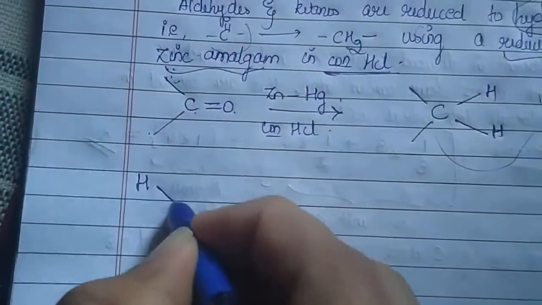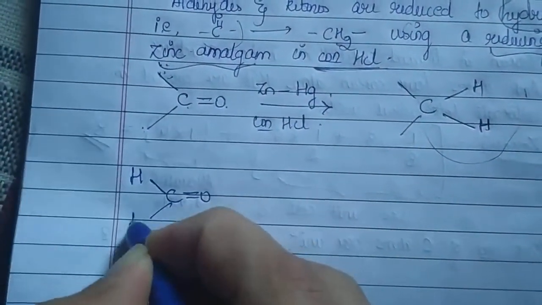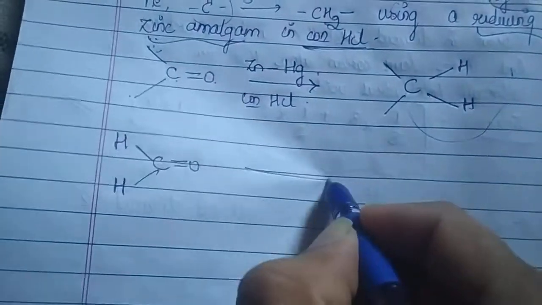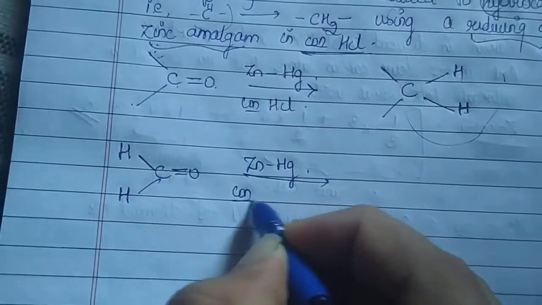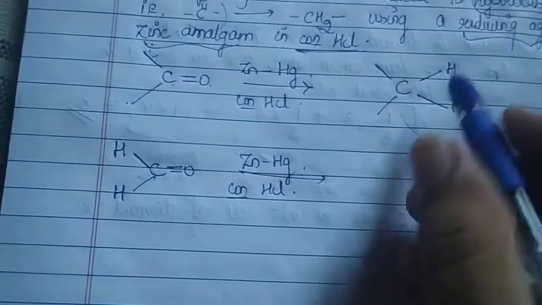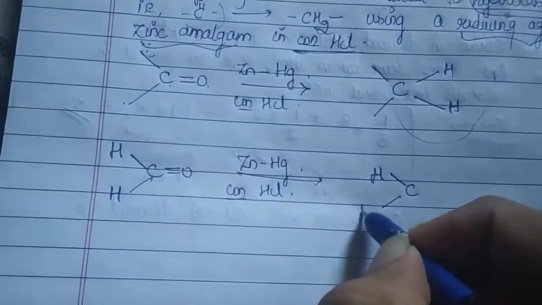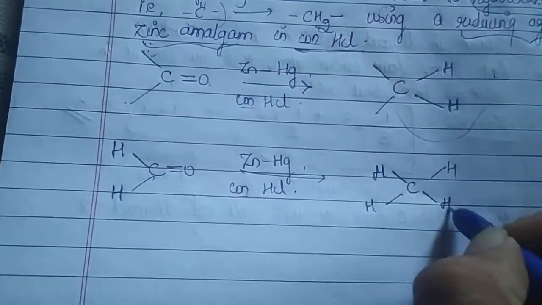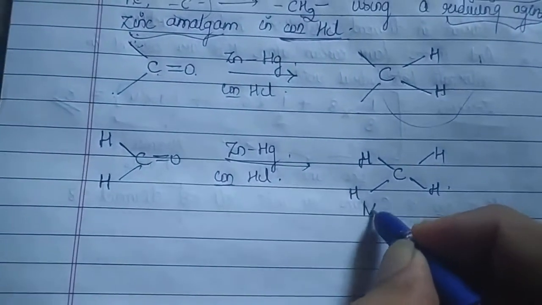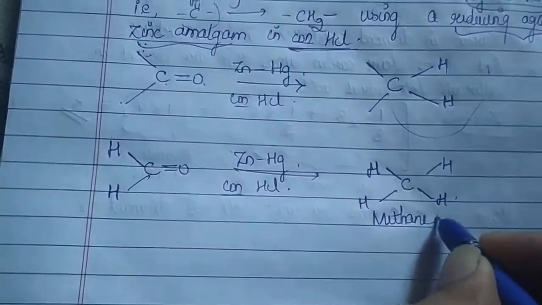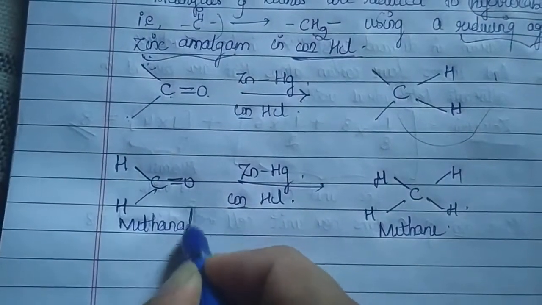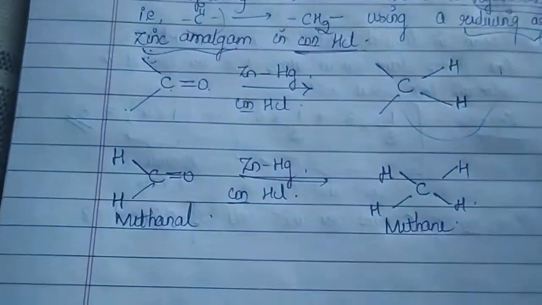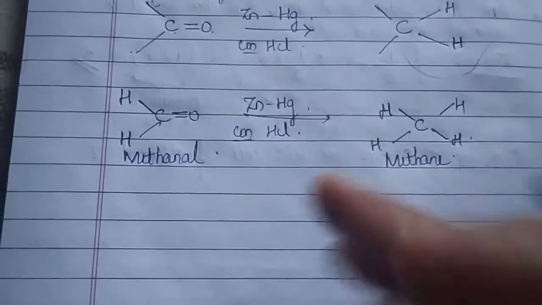For example, let us look at formaldehyde, H, C double bond O and H. When this is treated with zinc amalgam in concentrated HCl, what will we get? H, C, H, H and H. That means we are getting methane. What are we getting? Methane. And how are we getting it? From methanal, we are getting methane. Is that clear? Let us go with another example.